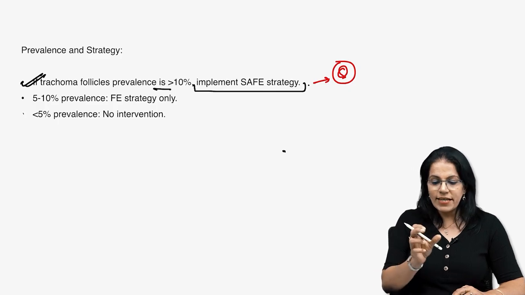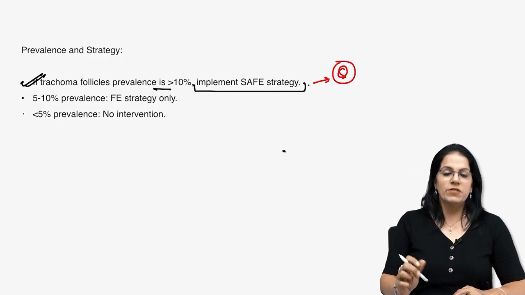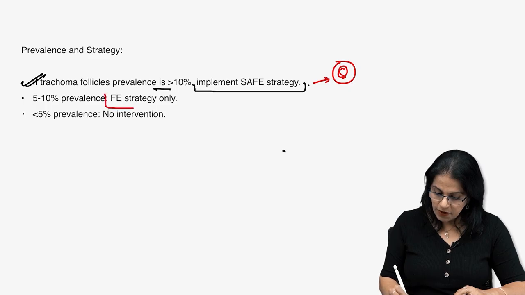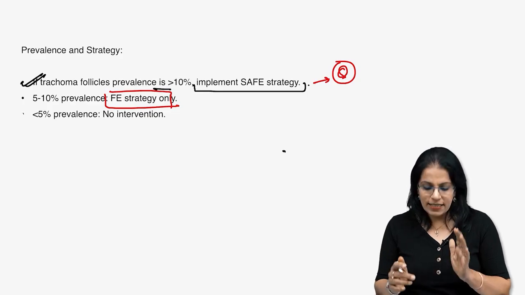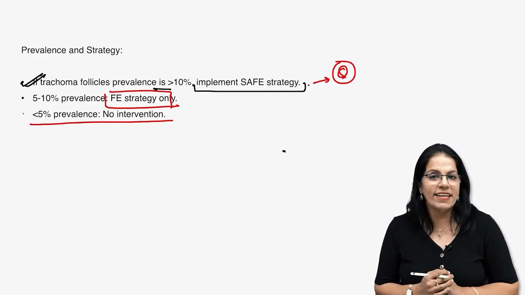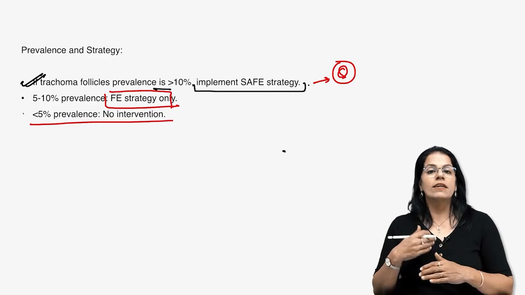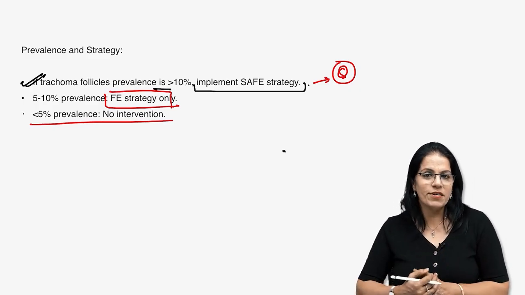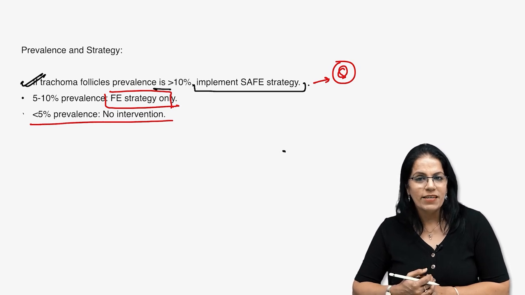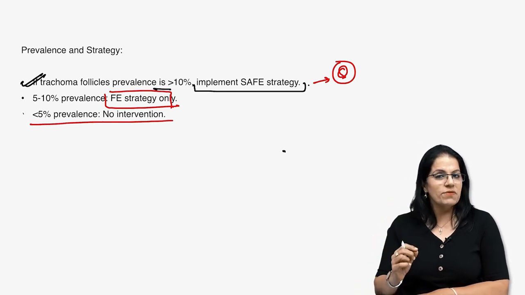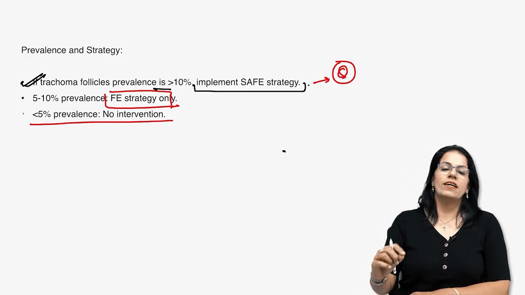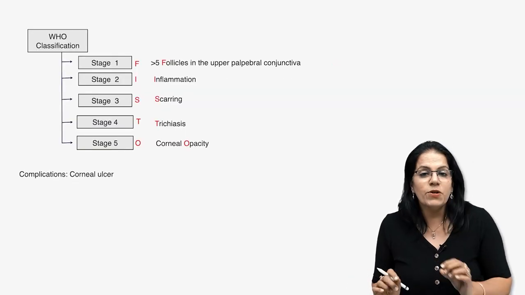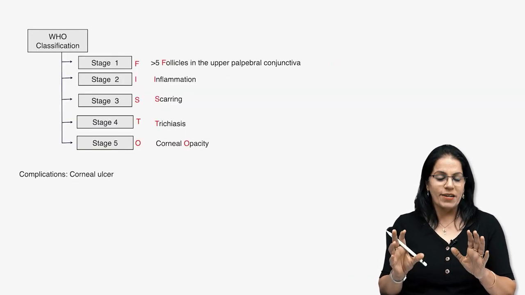If the prevalence is not more than 10 but between 5 to 10, then we only follow the FE, facial hygiene, environmental cleanliness. Less than 5, nothing is done. What do you mean by that? What we mean is that under this program, nothing is done. Of course, FE should always be followed. But what is important, you shouldn't forget, is that with more than 10% prevalence of trachoma follicles, we start the SAFE strategy.